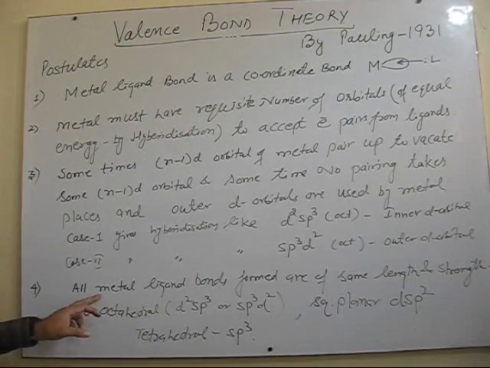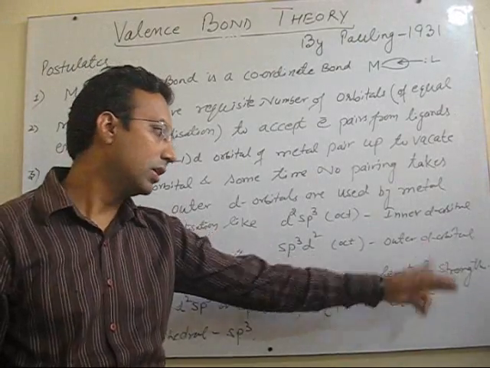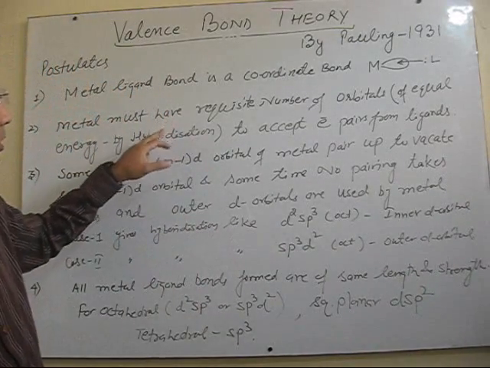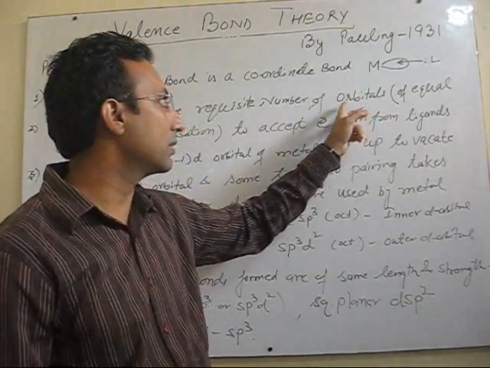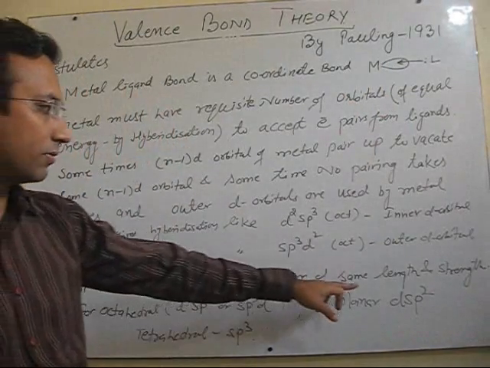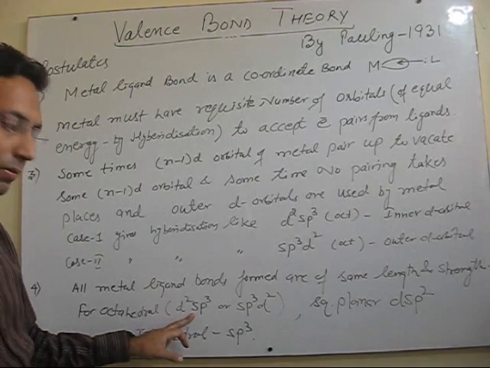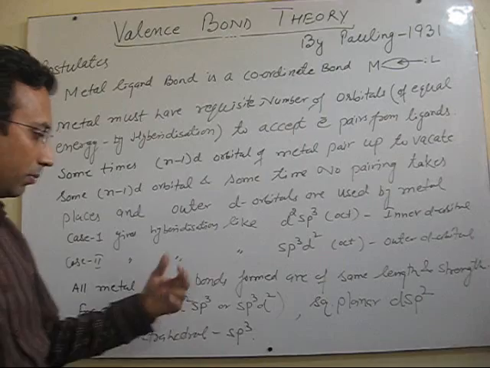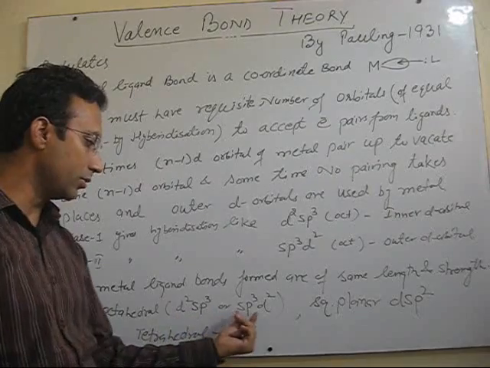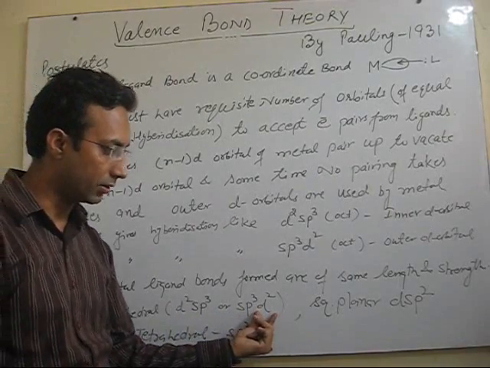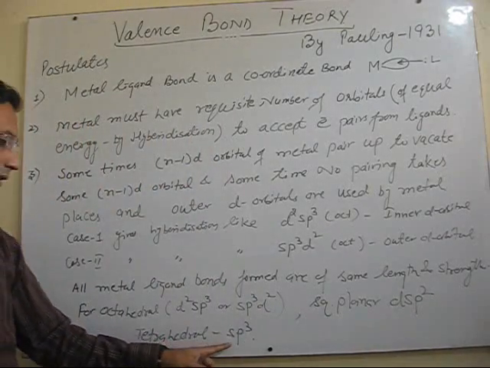Fine. Then all the metal-ligand bonds which are formed are of the same length and same strength, because all the orbitals provided by the metal are a result of hybridization, and all the orbitals are the same. So as a result of donation, all the bonds are of the same length and same strength. Now in case of octahedral, we have two types of hybridization which can be shown by different metals depending upon the ligands with which they are attached: d2sp3 if inner d orbitals are used, and sp3d2 if outer orbitals are used. In case of square planar, it is dsp2, and in case of tetrahedral it is sp3.